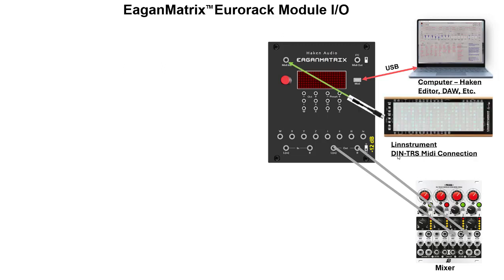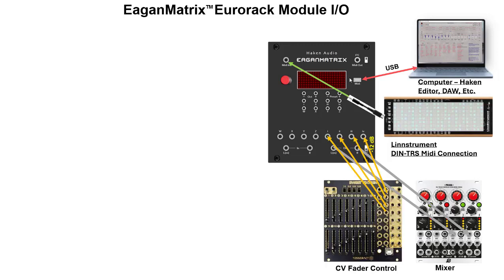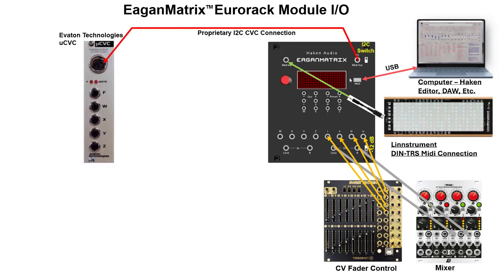I'll play this module with an instrument. I'll connect that up with the DIN to TRS adapter that comes with the EaganMatrix module. It comes with 2 of them. For macro controller control, I'll use a CV fader module, and I'll set the I2C MIDI out switch to the I2C position because I'm going to connect up to an Eaton Technologies uCVC.